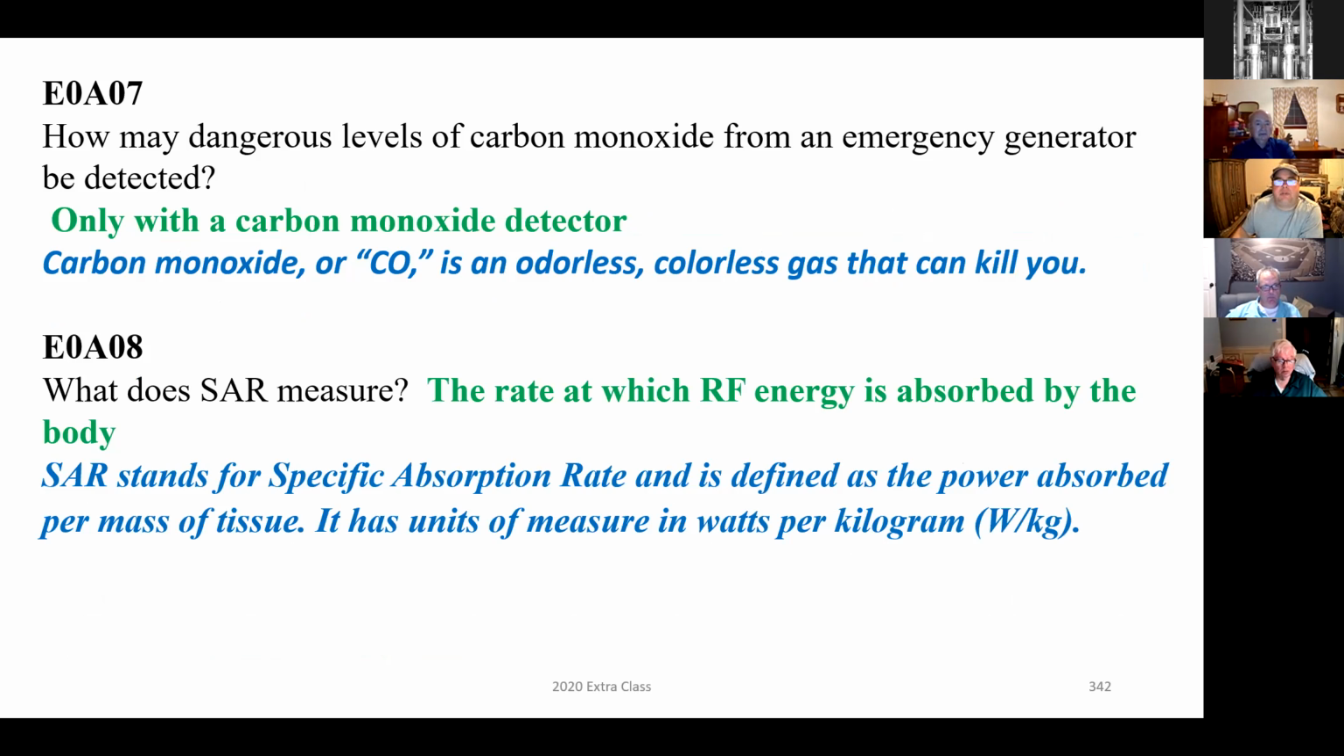How can dangerous levels of carbon monoxide from an emergency generator be detected? They're missing a word here. Only with a carbon monoxide detector. Carbon monoxide is an odorless, colorless gas that can kill you. What does SAR measure? The rate at which RF energy is absorbed by the body. And SAR stands for specific absorption rate.